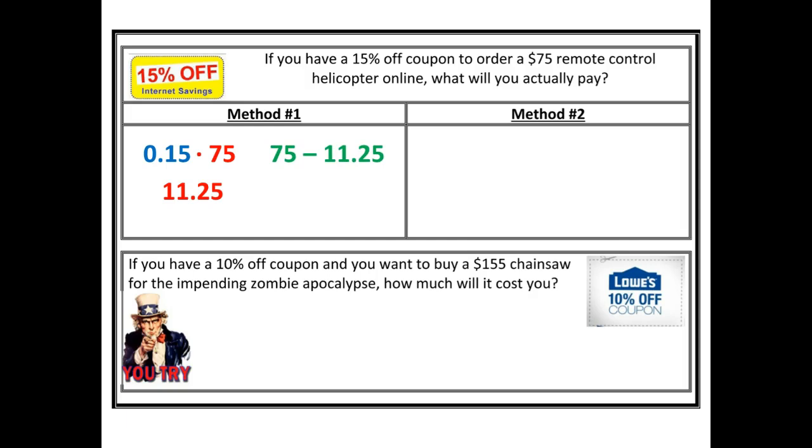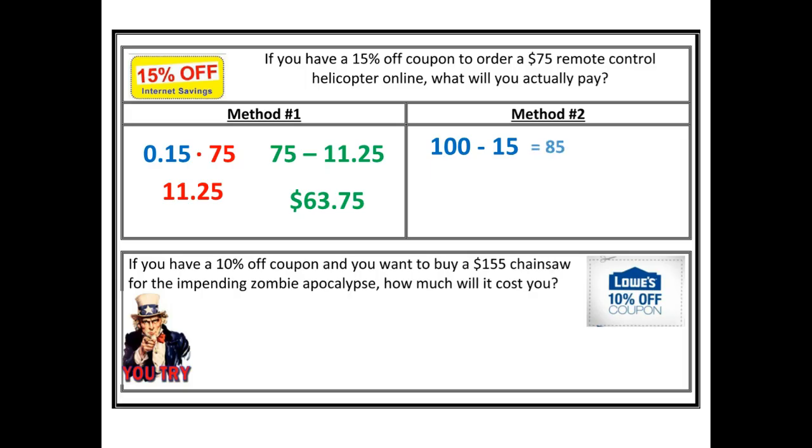So I'm going to take 75 minus 11.25. Again, great calculator moment to get $63.75. Since this is a word problem, include a unit. Method 2, we're going to take care of that discount right away. 100% represents the total cost of the item. 15% represents the amount that's being discounted.